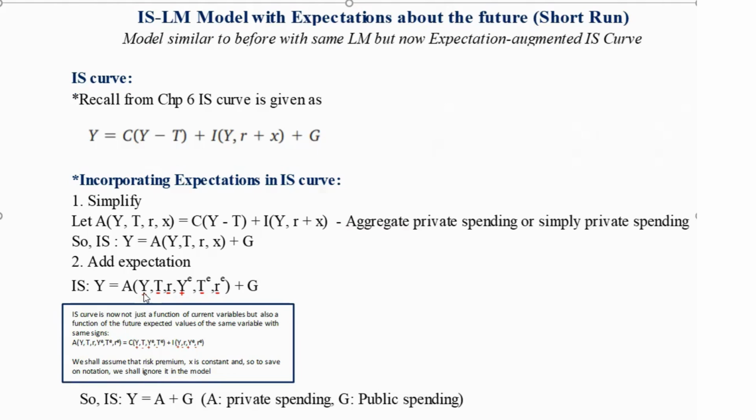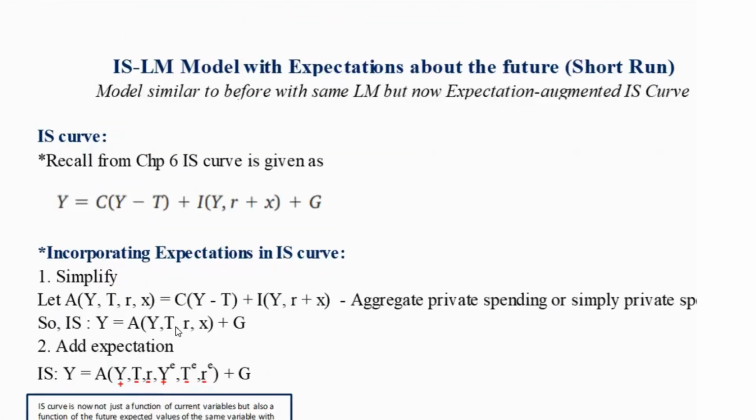So it is a positive function of Y, and we can write it as a positive function of Y^e as well. Then we know in private spending, consumption is a negative function of T. So then we're going to also write private spending as a negative function of T^e, the future expected value of T. Then we know in private spending, investment is a negative function of R. So we will also write private spending as a negative function of R^e. A note over here, we're assuming that the risk premium X is constant. So that's why, to save on notation, we've ignored it in this model.